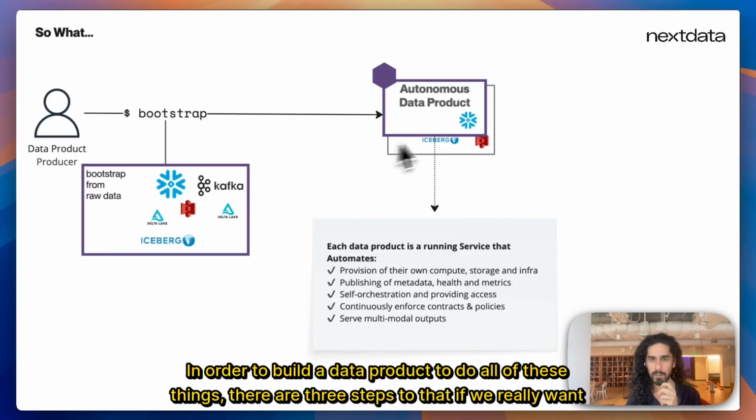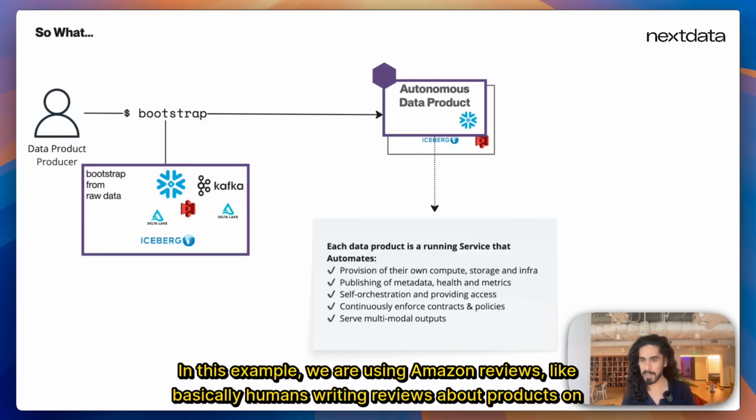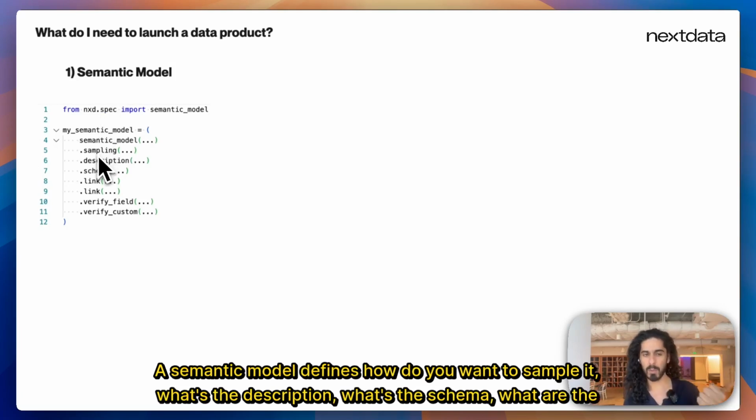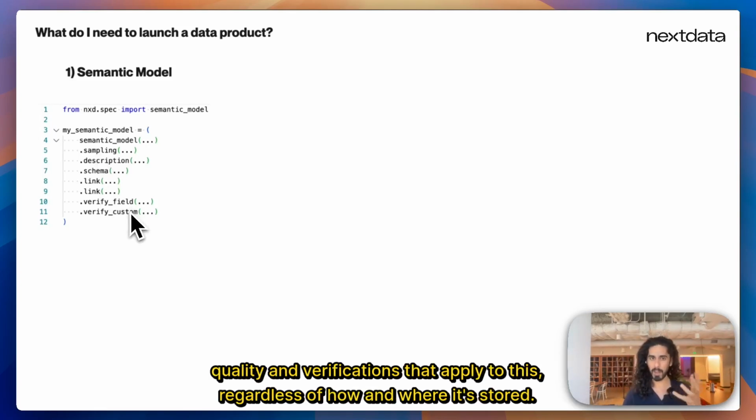And in order to build a data product to do all of these things, there are 3 steps if we really want to simplify it. Step number 1, what are my semantic models? In this example, we are using Amazon reviews, basically humans writing reviews about products on Amazon. And that's the semantic model, which is a storage-agnostic representation of the data. The semantic model defines how you want to sample it, what the description is, what the schema is, what the relationships are to other semantic models or other models across different domains, and what data quality and verifications apply to this, regardless of how and where it's stored.